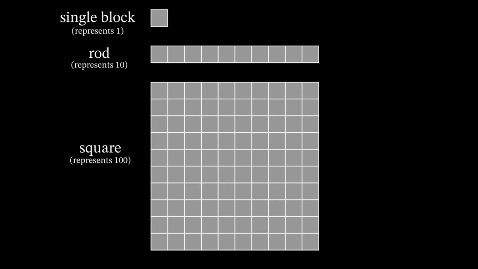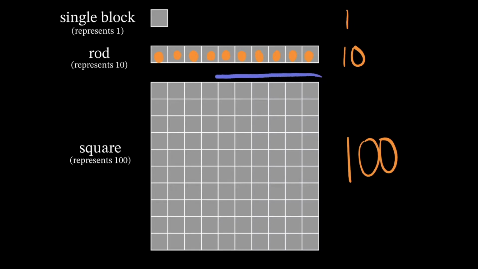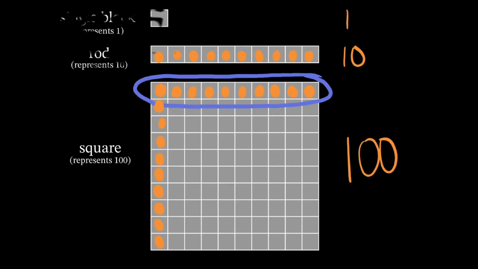Now we can use base 10 blocks to provide another way to model place value. The blocks can be used to represent hundreds, tens, and ones. Notice that the tens rod is made up of 10 ones, and the hundreds square is made up of 10 tens, or 100 ones. So a single block represents 1, a rod represents 10, a square represents 100.